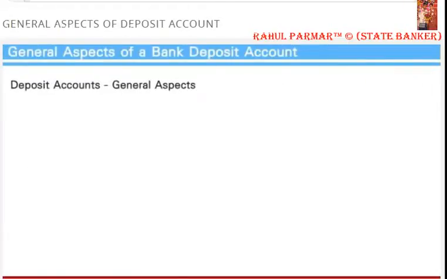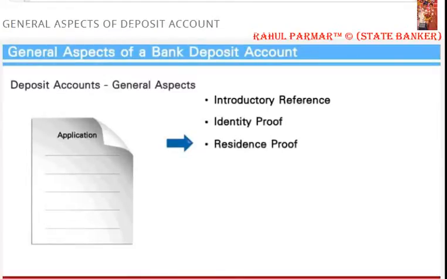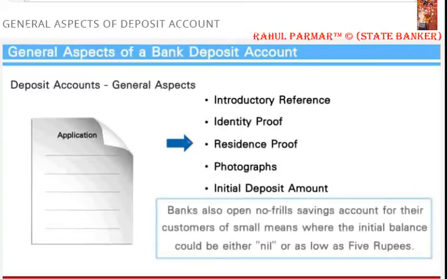Deposit accounts, general aspects. People desirous of opening deposit accounts in a bank have to fill up and sign the prescribed account opening or application form. Along with the form, they need to furnish an introductory reference of a person acceptable to the bank, an identity proof, a residence proof, 3 photographs, and an initial deposit of an amount not less than the prescribed minimum amount. Banks also open no-frill savings accounts for their customers of small means, where the initial balance could be either nil or as low as 5 rupees.